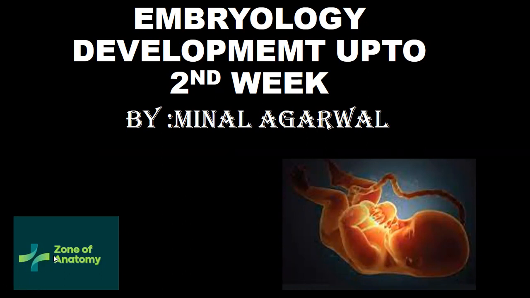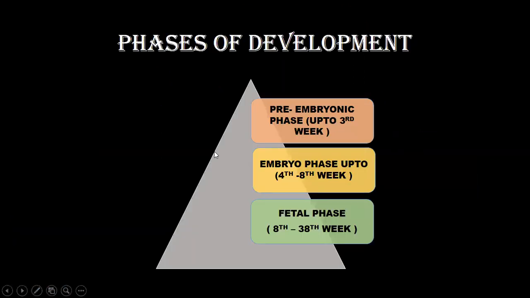So let's move forward. We have three phases of development. First is the pre-embryonic phase, that is up to the third week. We have the embryo phase from 4 to 8 weeks. And we have the fetal phase from 8 to 38 weeks. From these three, you might get an MCQ, so just remember the time periods with their names.